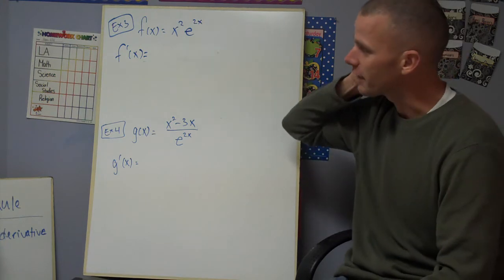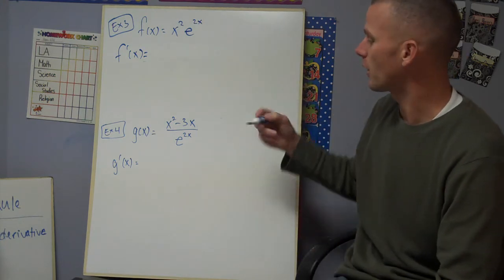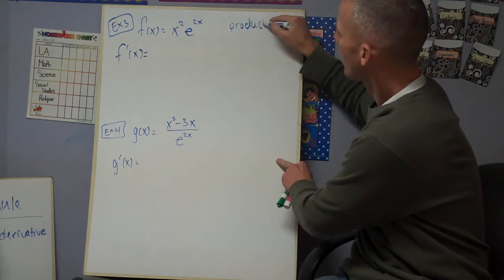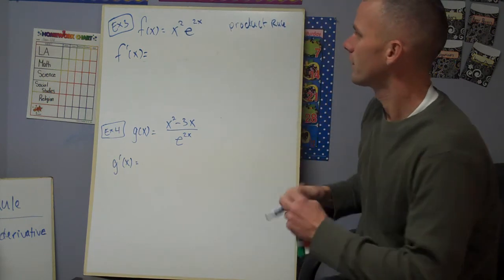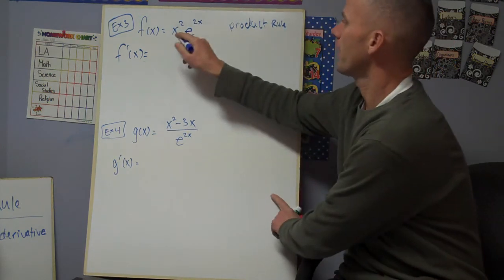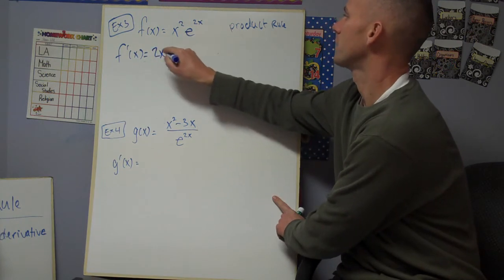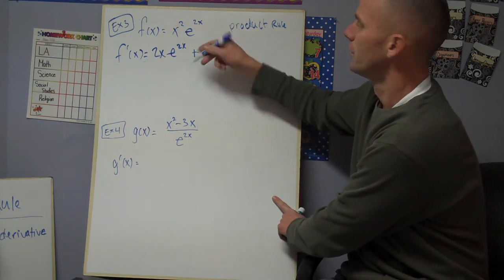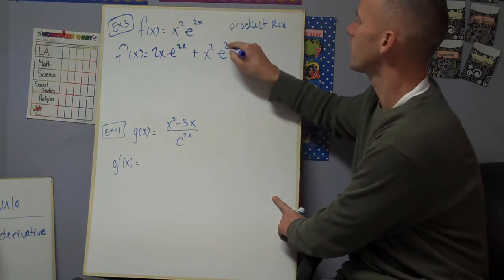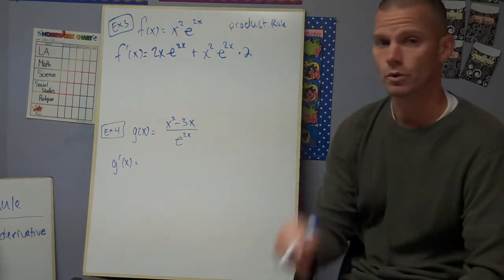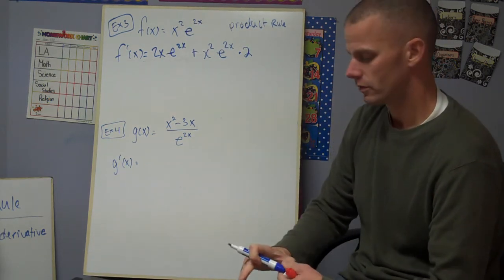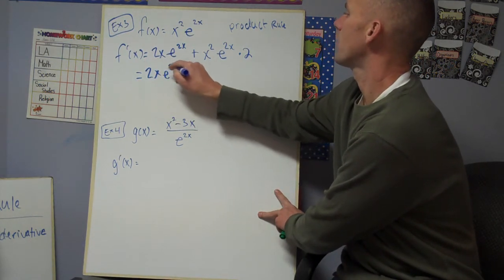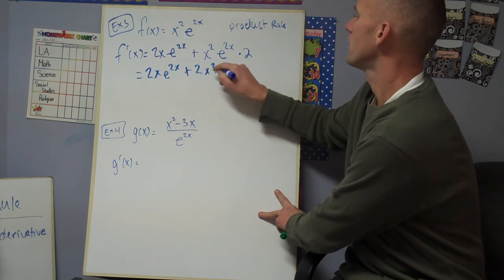All right, here, f of x equals x squared times e to the 2x power. So here we've got a little bit of product rule. If I take the derivative of x squared, that's going to be 2x. I'm going to keep my e to the 2x power plus keep my x squared. The derivative of e to the 2x is going to be e to the 2x power times 2. There's your chain rule coming into play. So what we're looking at here is 2x e to the 2x power plus 2x squared e to the 2x power.